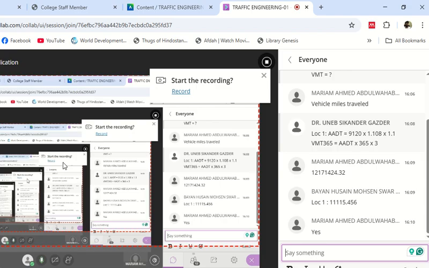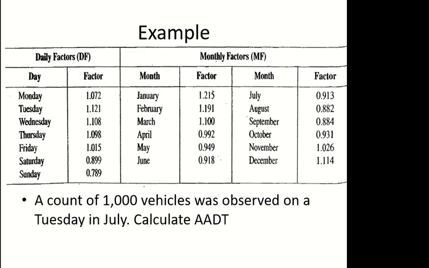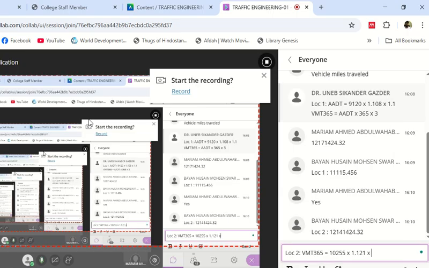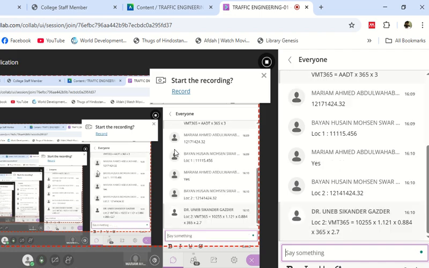So if I go for location 2, now I can do it directly. VMT 365, which is 10,255 multiplied by Tuesday September 1.121, September, which is 0.884, multiplied by 365 multiplied by the length 2.7. So maybe location 2 is this much, I don't remember, but you can see how it is calculated.